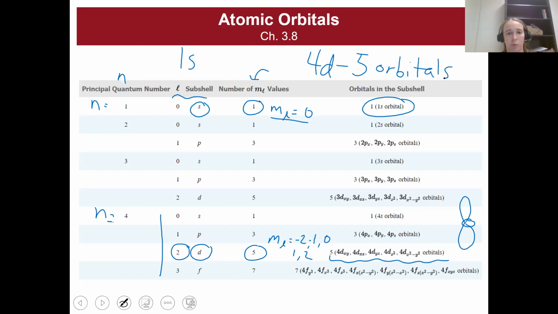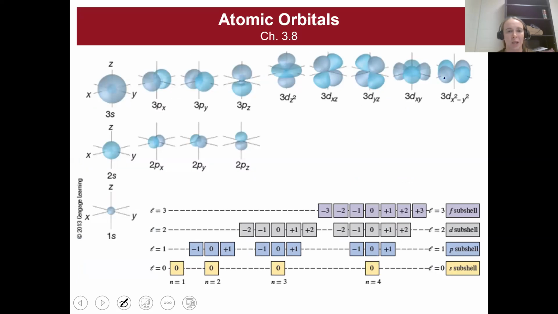Okay, so this table will be really helpful for you to know the number of subshells, the number of orbitals in the subshell, which orbitals those are, etc. All right, so let's look at a picture, a visual version of that. So we have our 1s orbital. This is drawing our radial distribution function on an XYZ graph. So it's a spherical orbital, the 1s orbital. You're only going to find the electron in that shaded spherical region.